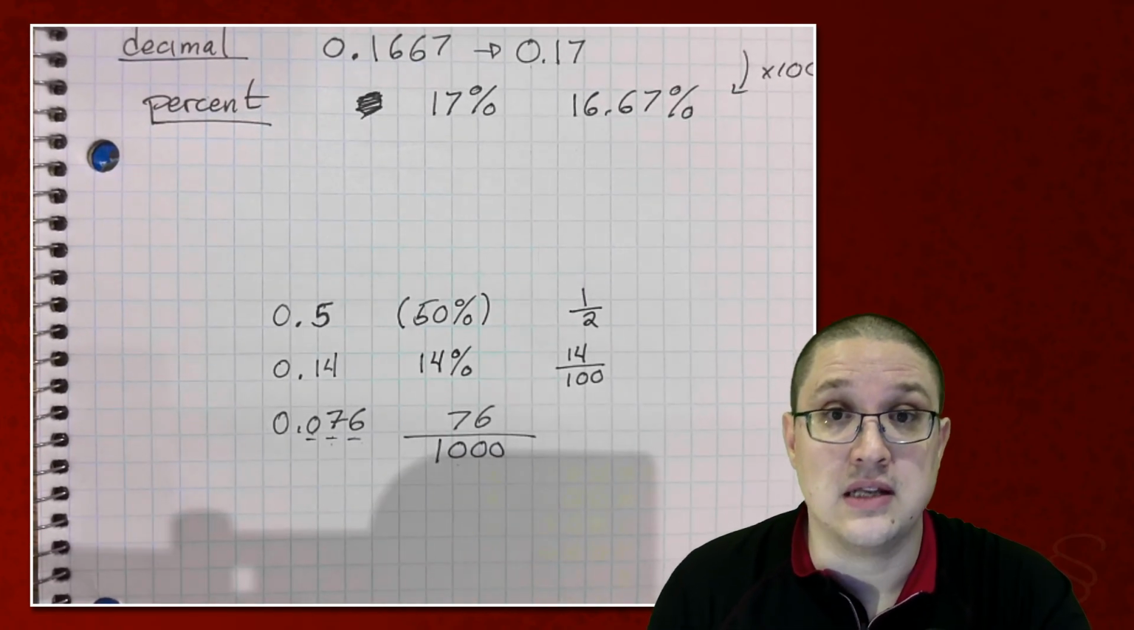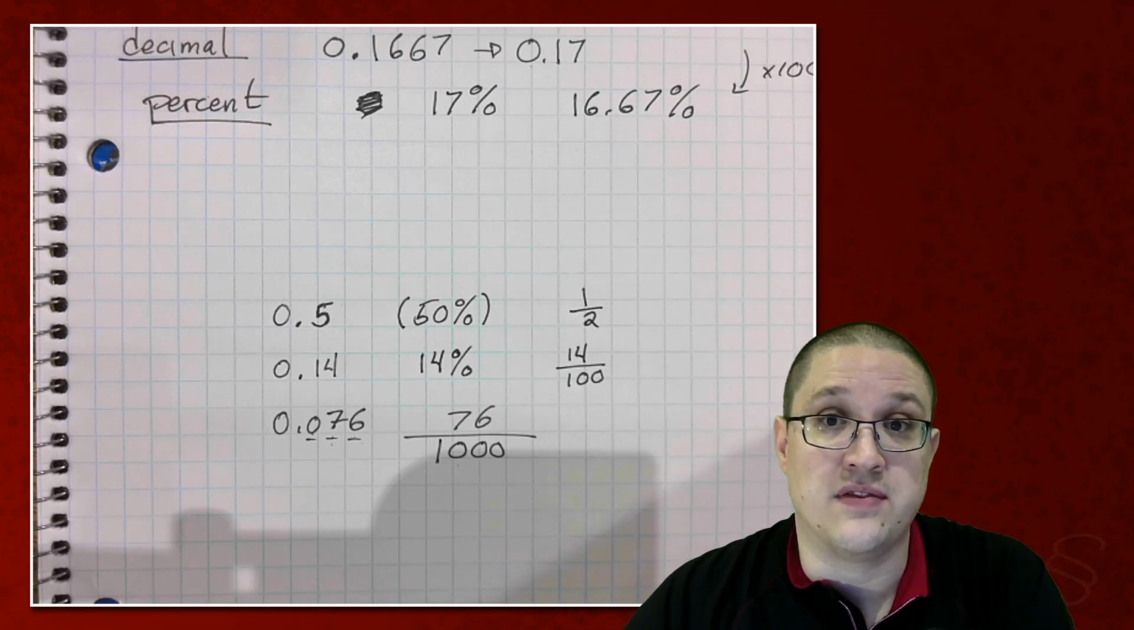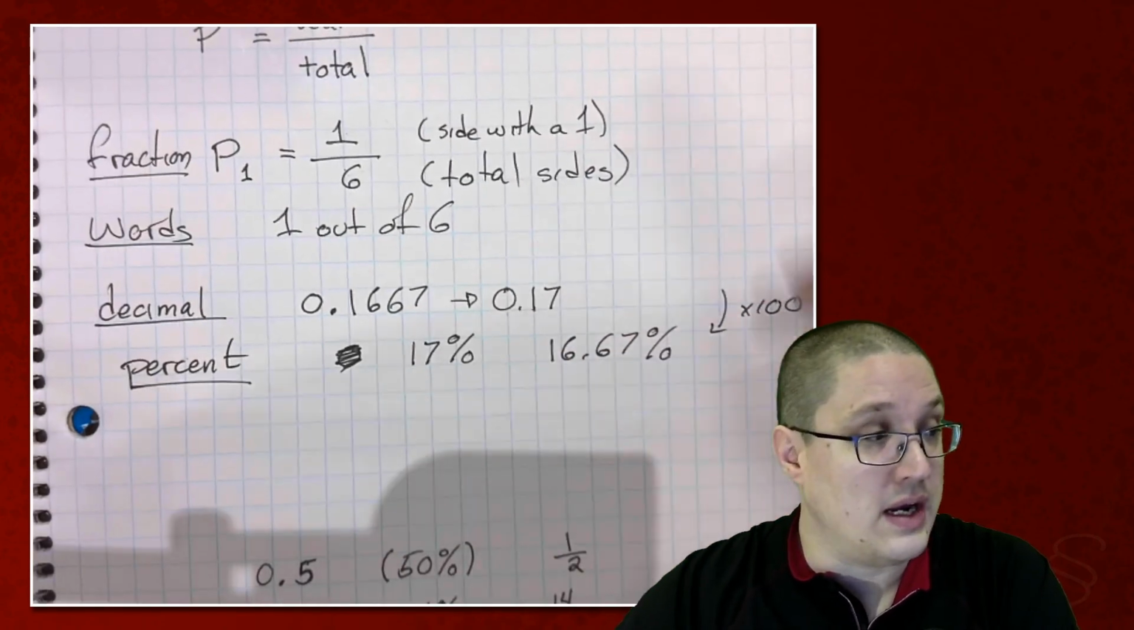So, probability is talking about how likely an event is to happen. We often use it for games and different stuff like that. And we can write it in 4 different ways.